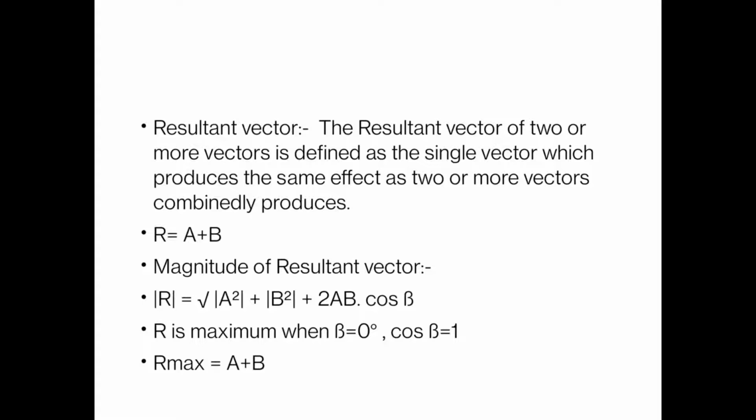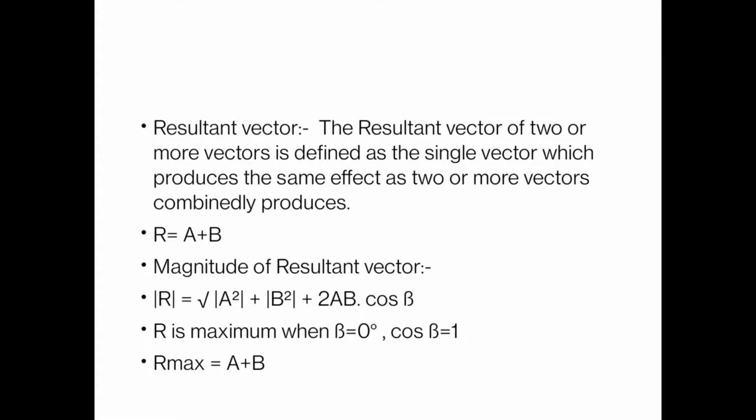If we have two vectors A and B, then the resultant vector, which we write as R, is equal to A plus B, and R gives the same result as the two vectors A and B give us. The magnitude of the resultant vector is represented by modulus R. Mod R is equal to the square root of A squared plus B squared plus 2AB cos beta, where beta is the angle between A and B.